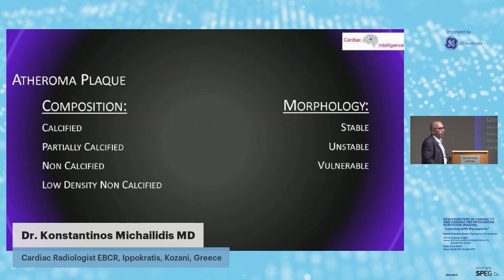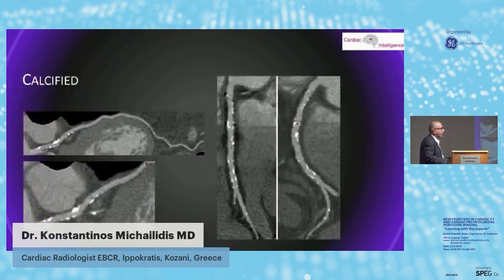Partially calcified, so this is calcified plaques, and then partially calcified is that they have mostly non-calcified or mostly calcified, but they have both constituents. Non-calcified are fresh plaques, and the low-density non-calcified plaques are plaques that have a constituent that is less than 30 Hounsfield unit. It's almost fat. Now, morphology, you have stable plaques, unstable plaques, and vulnerable plaques. And as I told you before, all this is a dynamic condition.